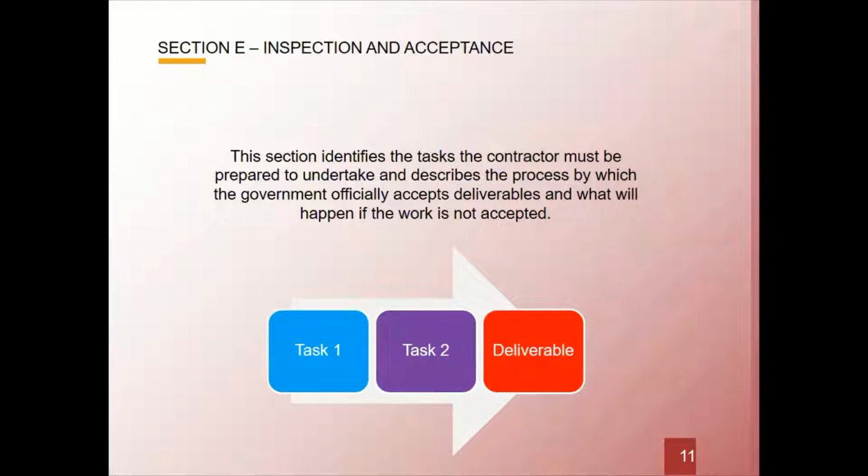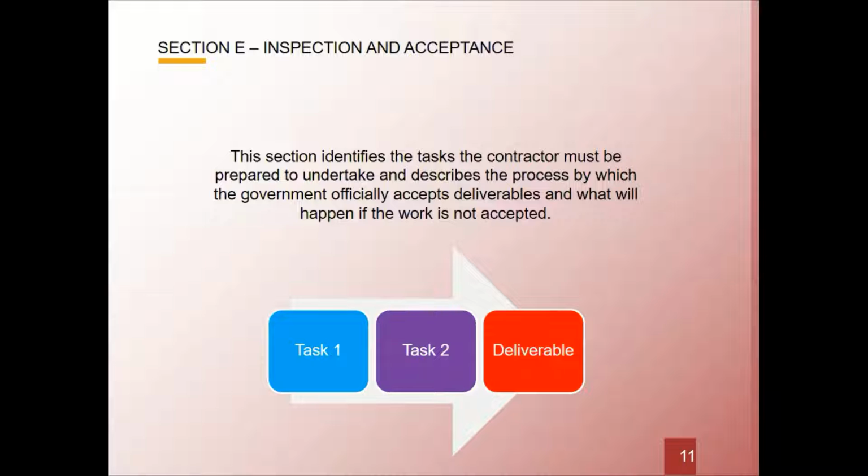Section E, your inspection and acceptance. This section identifies the tasks the contractor must be prepared to undertake and describes the process by which the government officially accepts deliverables and what will happen if the work is not accepted.